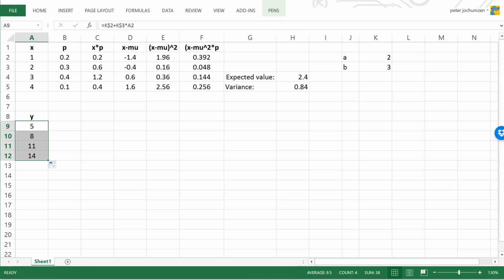What are the probabilities? Well, if you think about it, y takes the value 5 whenever x takes the value 1. And x takes the value 1 with probability 0.2, so the probability that y will take the value 5 must be the same, 0.2. So we can just copy these probabilities. They will be the same.